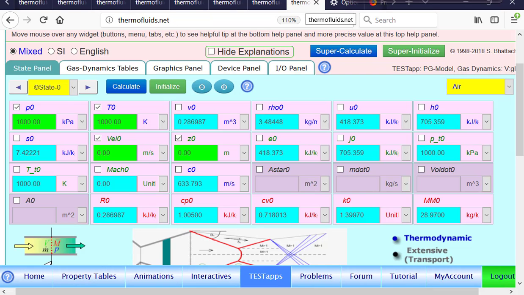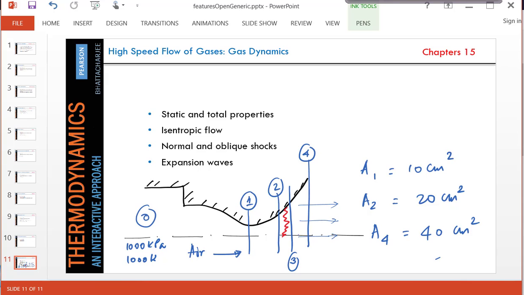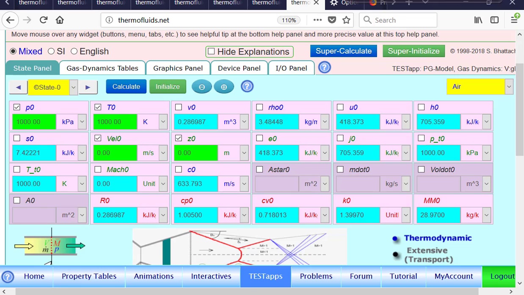So now let's get back to the problem at hand. The problem that we want to solve has been shown in this PowerPoint. I have already solved the problem, so I'll just walk you through what I have done for the sake of time. First of all, as you can see, state 0 is set as the stagnation state, or the total state, in the reservoir. 1000 kPa is given to us. The temperature is also given. And we'll set velocity to 0 because it's a stagnation chamber.